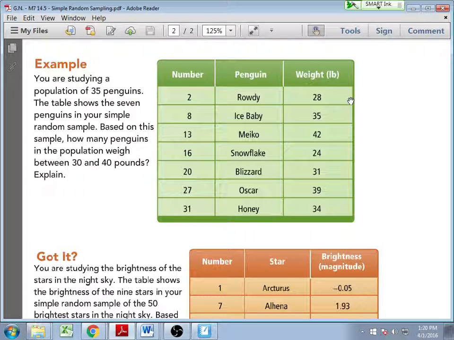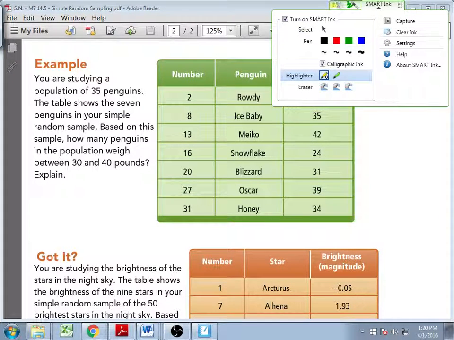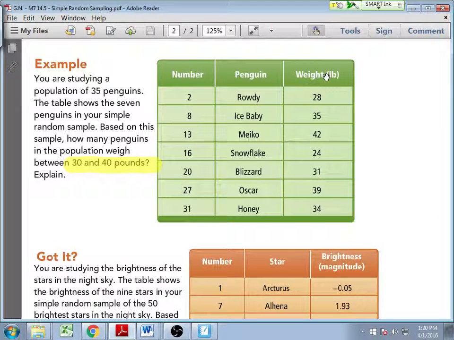We choose 7 penguins. 1, 2, 3, 4, 5, 6, 7. What we're researching is how many of our penguins are between 30 and 40 pounds. So what we first need to find is how many of my sample are between 30 and 40 pounds, and then use that, where we can take information from my sample and use that to determine information about my population.